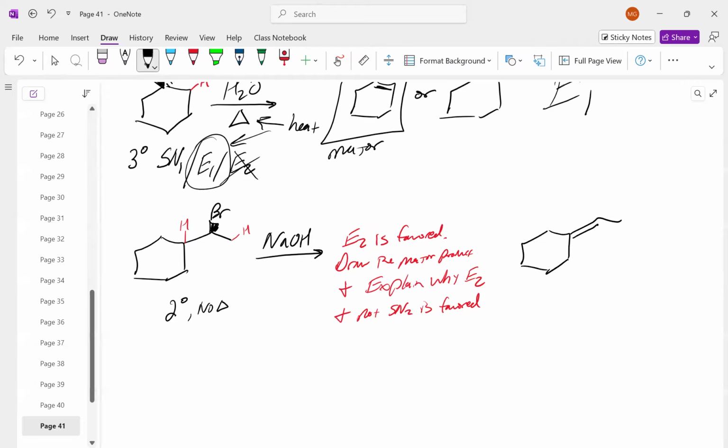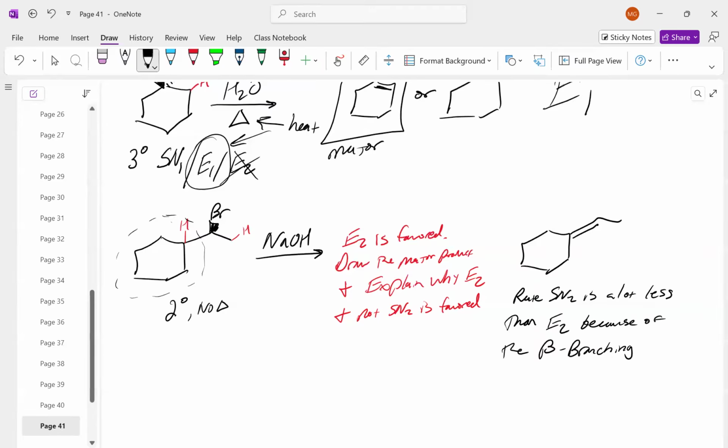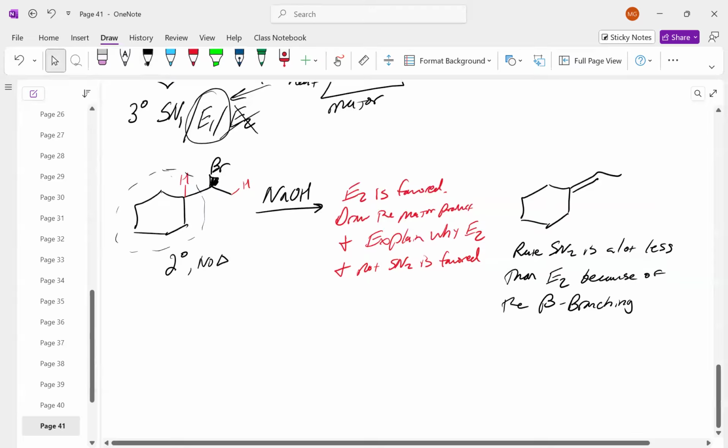Well, on this side here of the leaving group, there's a lot of steric bulk there. That's going to slow down the SN2 a whole lot. So the rate of SN2 is a lot less than E2 because of the steric, or what we call beta branching. If you don't remember that term, I highly recommend go back to the SN2 videos.